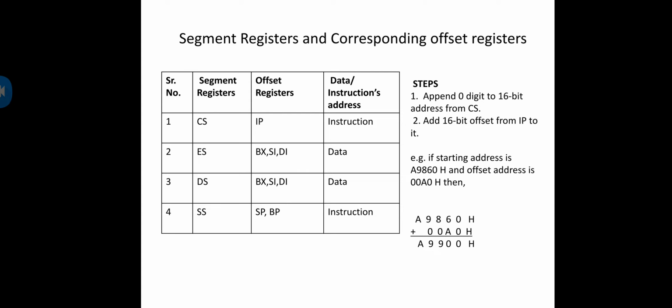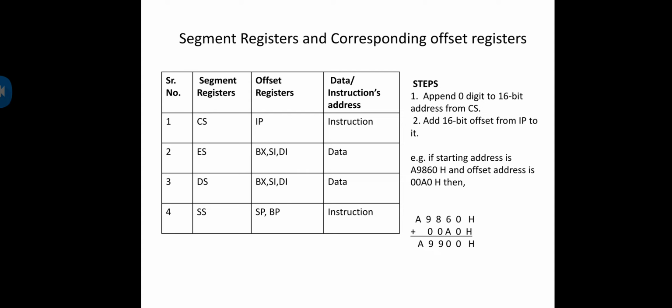Now the question arises whether the processor chooses this register arbitrarily. No, the processor does not choose any arbitrary register for getting the offset address. Rather, there is a certain relationship between segment registers and offset registers. For the code segment, the offset address is stored in the instruction pointer in order to get the next instruction.